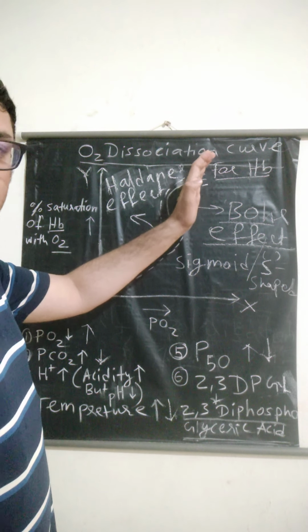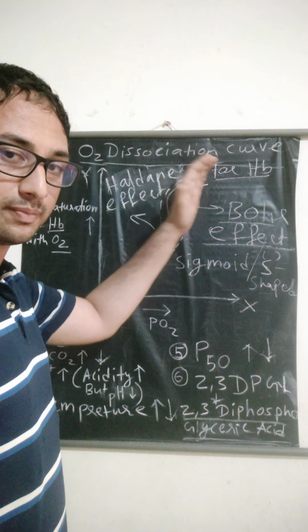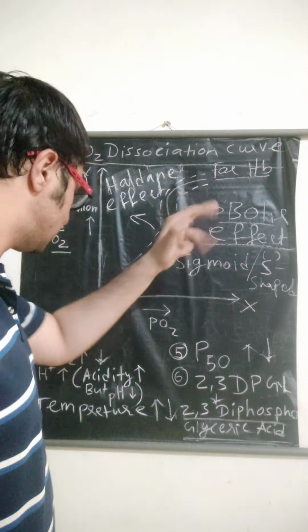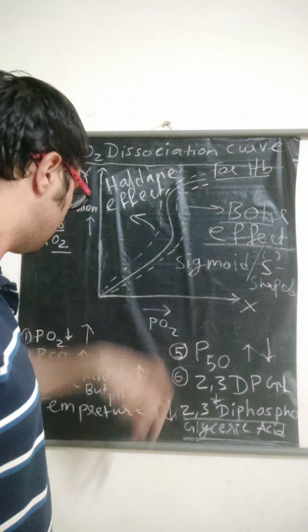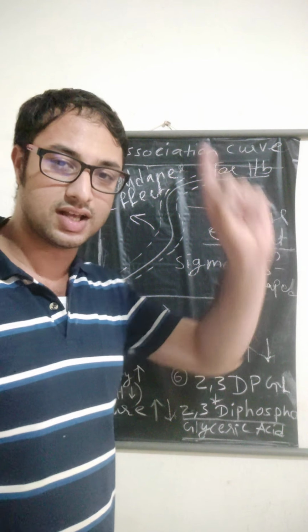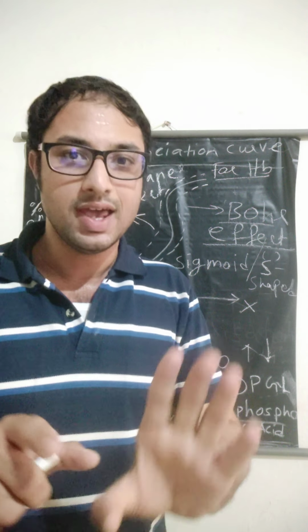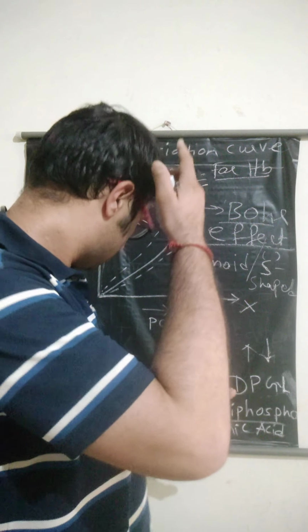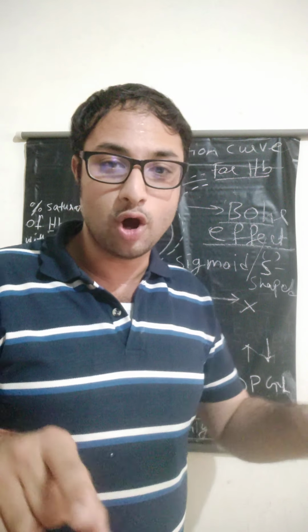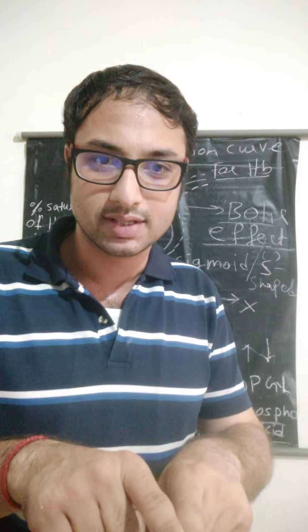And what are the conditions for the left shift of the oxygen dissociation curve, which is sigmoid? PO2 should be high, PCO2 should be low, H plus ion concentration should be low, temperature should be low, P50 value should be low, 2,3-DPG should be low. These all conditions are found at the alveoli side. That's why in the alveoli more binding of oxygen with hemoglobin takes place.